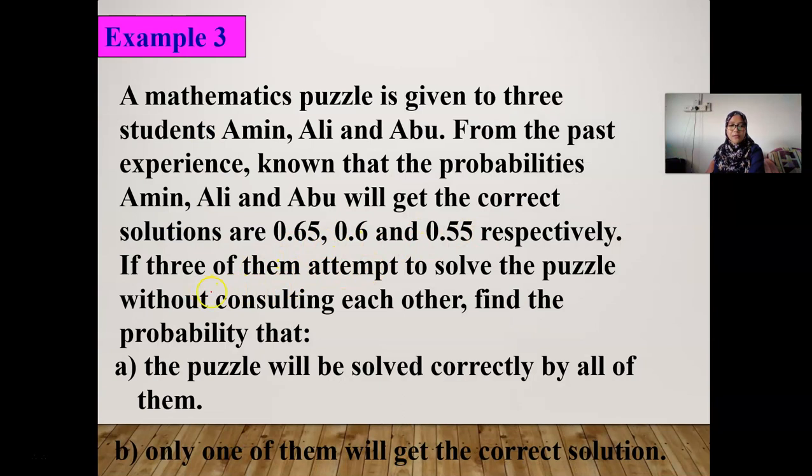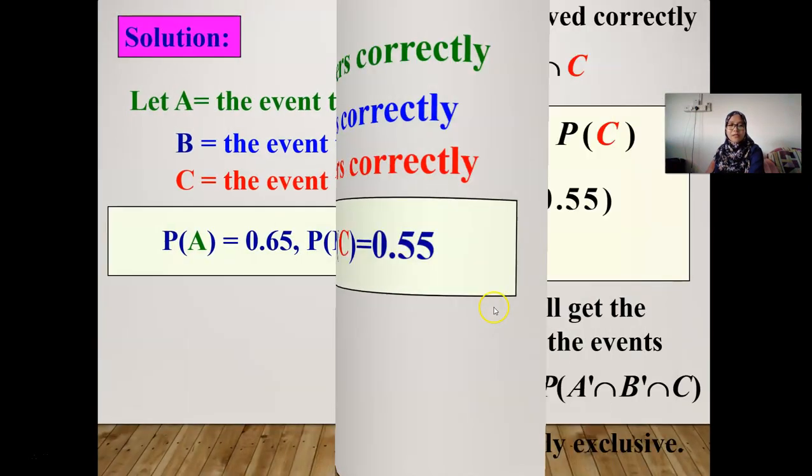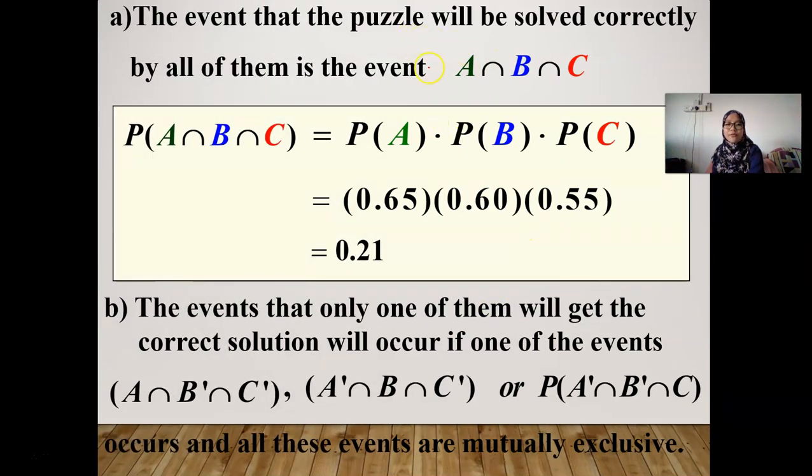And then if the 3 of them are solving the puzzle without consulting each other, find that it will be solved correctly by all of them. Okay, the puzzle is solved by all of them correctly. Maksudnya dia overlap lah. A and B and C correctly solved. And then tadi statement dia, they are solving without consulting each other, so maksudnya they are independent by themselves. So we can multiply macam beginilah. PA multiply with PB multiply with PC, so you get this answer.